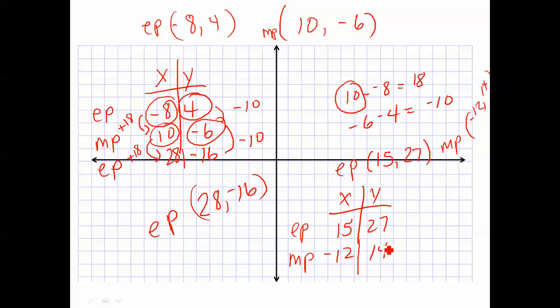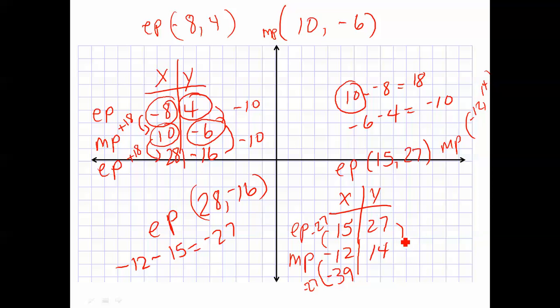So to see what I do here, I'm going to take my midpoint of my x's, negative 12, minus my endpoint x, 15, and that is negative 27. So what I'm doing to get from here to here is subtracting 27. So I have to do that again. Negative 12 minus 27 is negative 39.